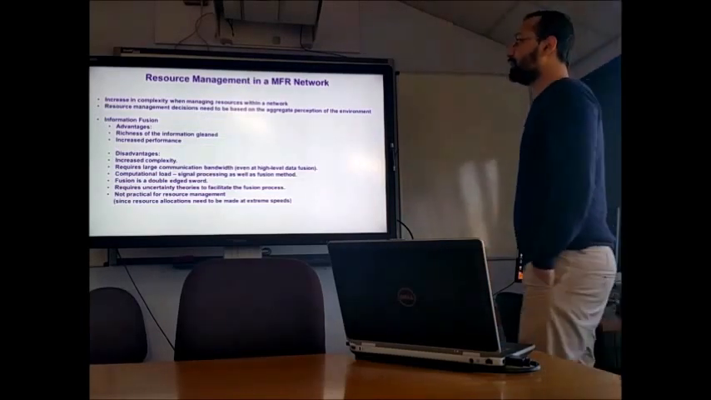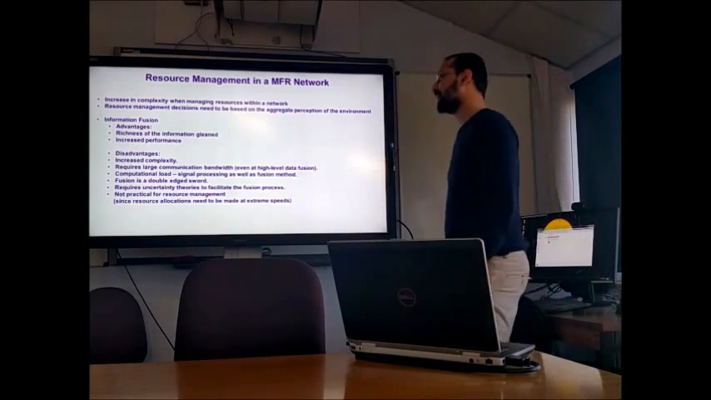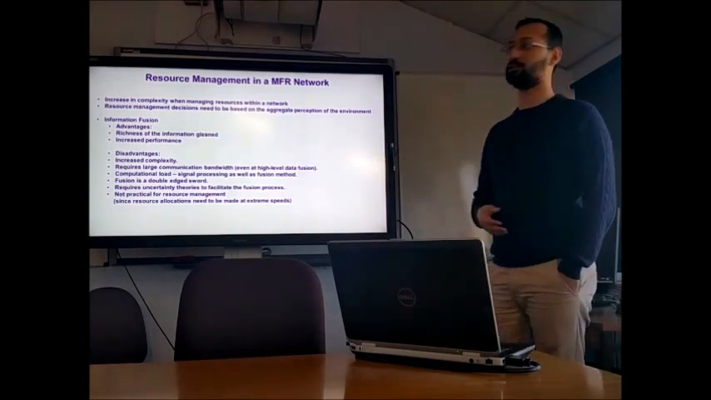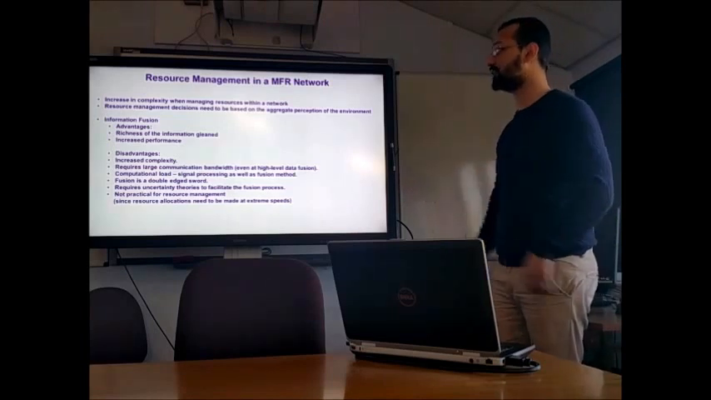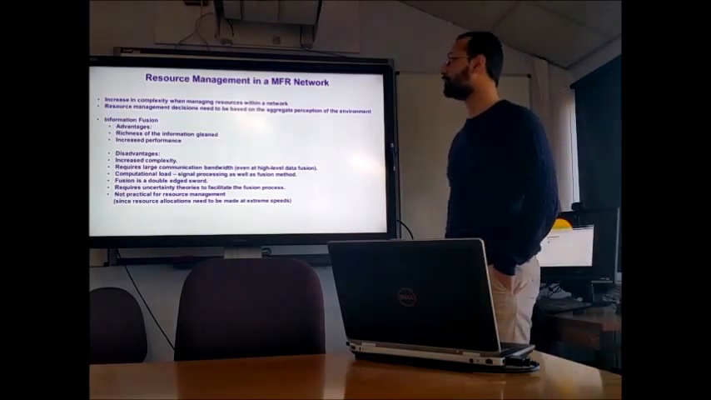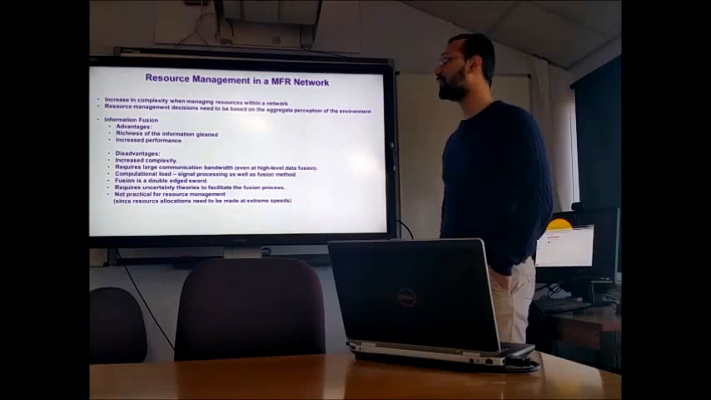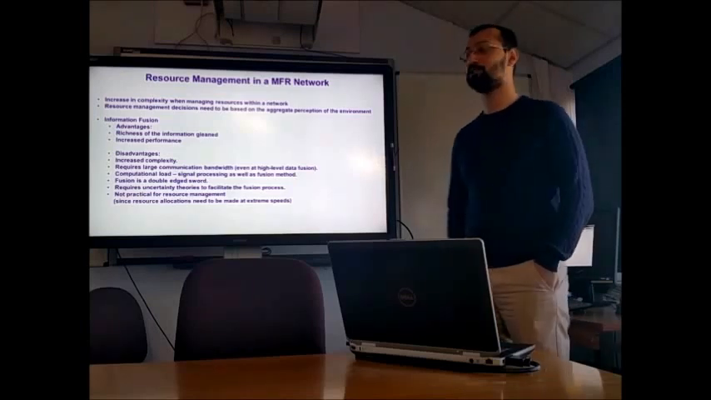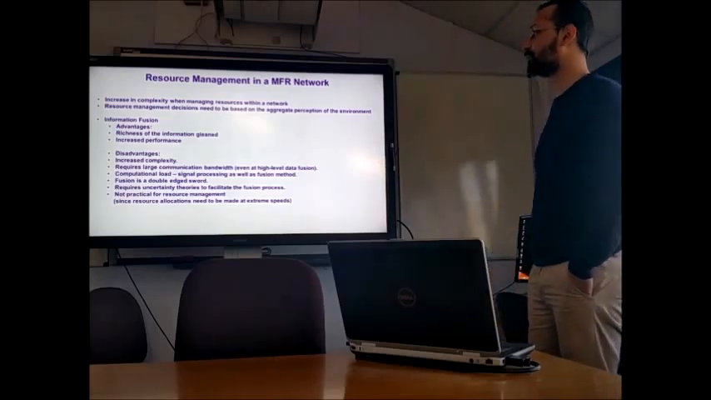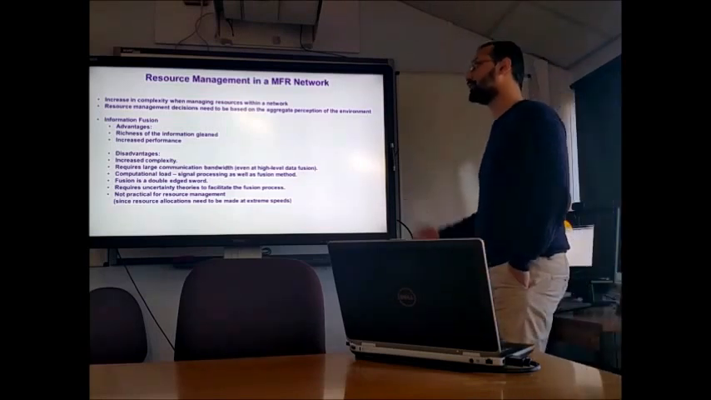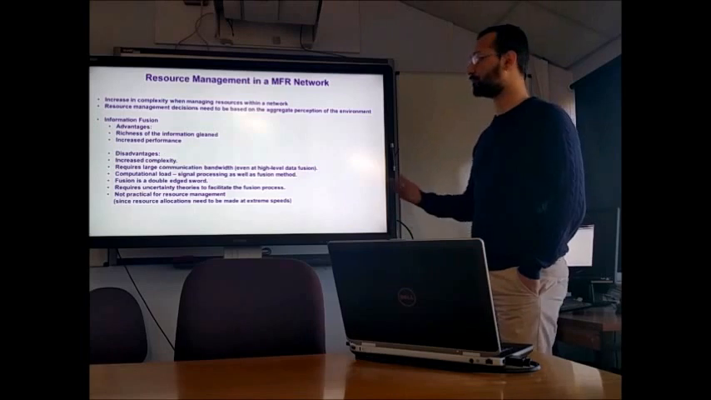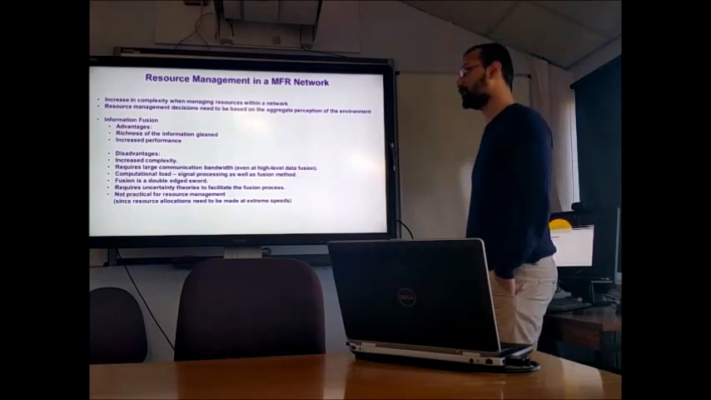So it's easy to see that when we are managing resources within a network, the complexity increases because we have multiple nodes and we need to know how to coordinate all the resources and tasks within this network. In order to realize the full potential of the network, the resource management decisions need to be based on the aggregated perception of the environment from all the sensors.